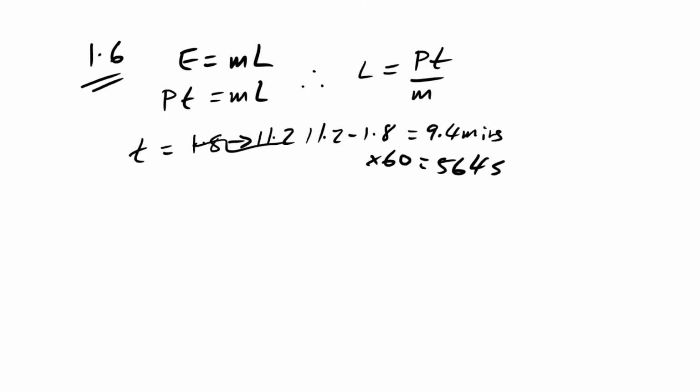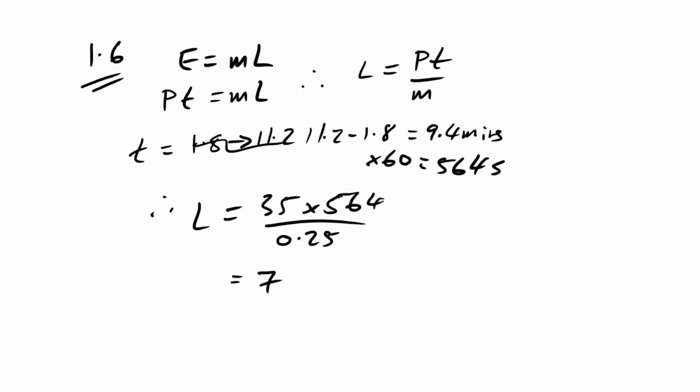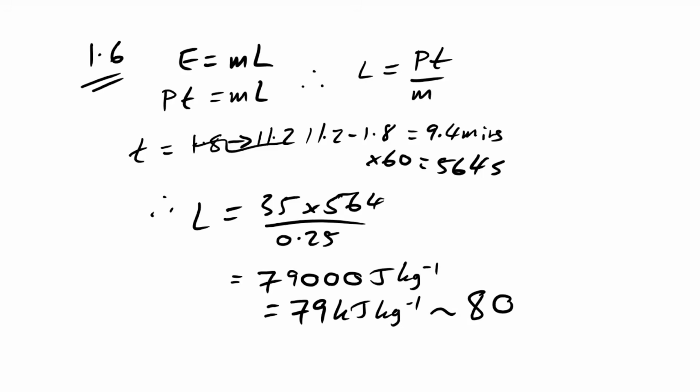and that gives us 564 seconds. Okay, so therefore our specific latent heat is going to be our power of 35 times our time of 564 seconds, divided by our mass, and we end up with a specific latent heat of 78,960. So let's call that 79,000 joules per kilogram, but our table is in kilojoules per kilogram, so that's 79 kilojoules per kilogram. Of course, that is around about 80, so therefore it is going to be gallium.